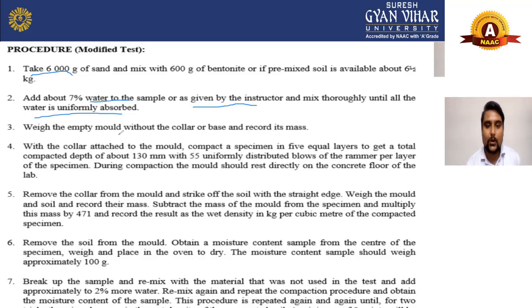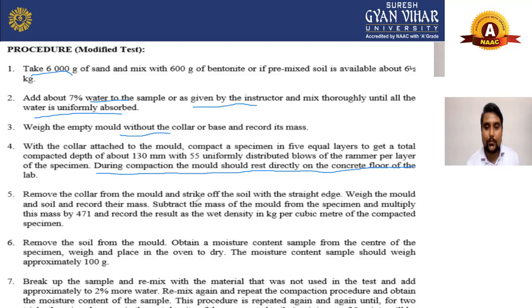Weigh the empty mold without the collar or base and record its mass. The fourth step will be, with the collar attached to the mold, compact the specimen in 5 equal layers to get a total compacted depth of about 130 mm, with 55 uniformly distributed blows of the hammer per layer of the specimen. During the compaction the mold should rest directly on the concrete floor. It is the same as the standard Proctor test.